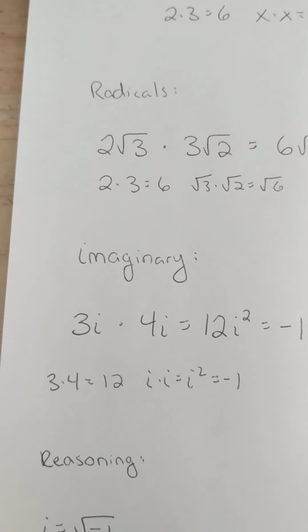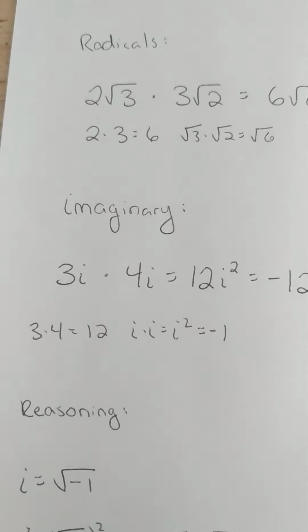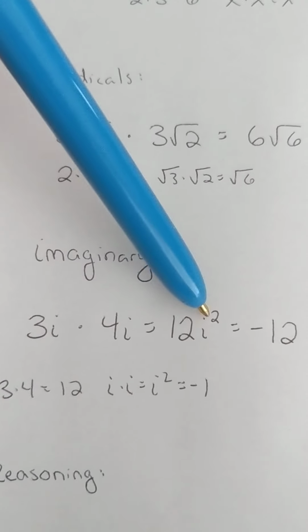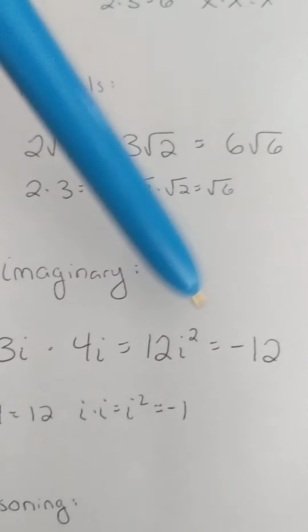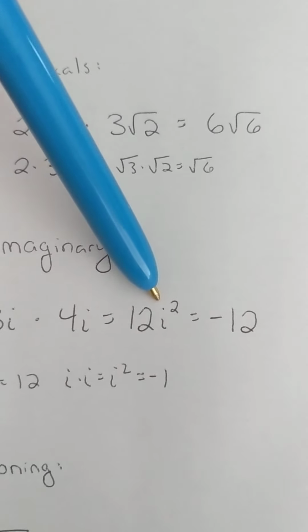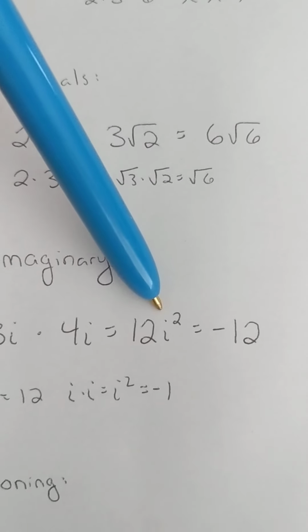Imaginary follows the same logic with a little bit of a twist. So 3i times 4i is 12i squared, or 12ii, because 3 times 4 is 12, and i times i is i squared. Now, i squared is not okay to leave. It's not simplified. Much like 2/4 should be 1/2, we can't leave i squared in our answer.